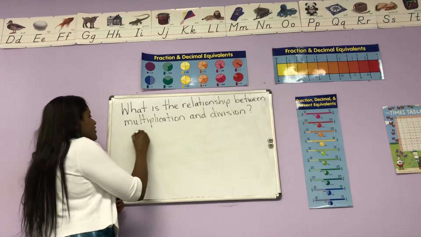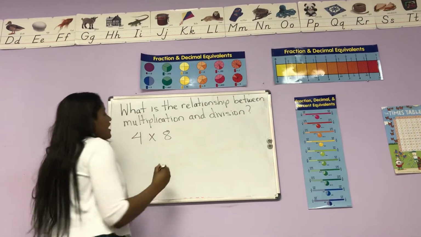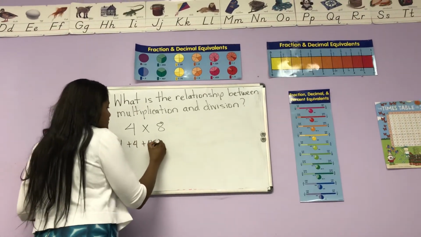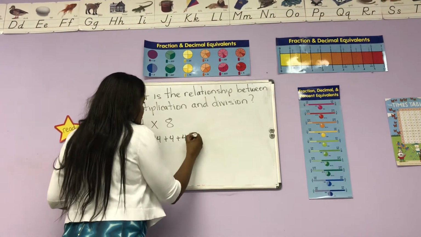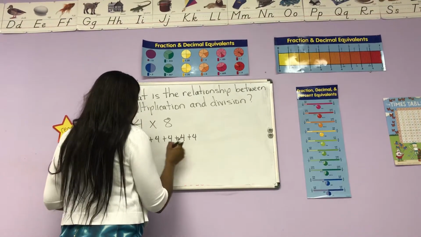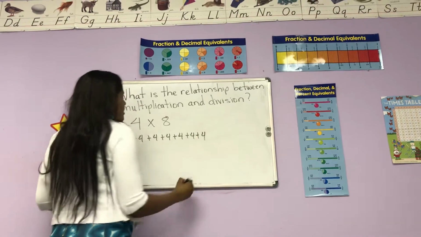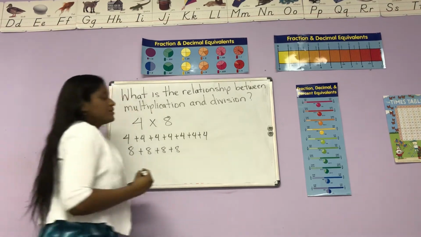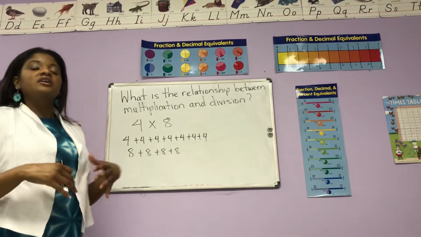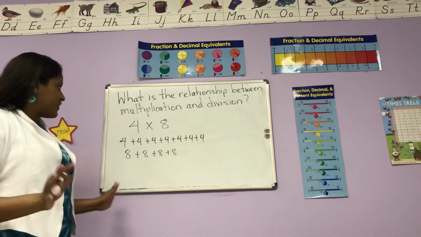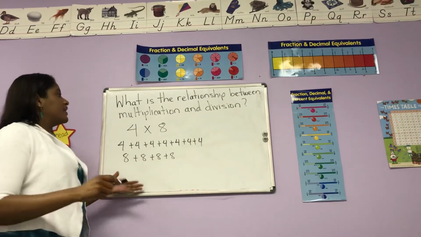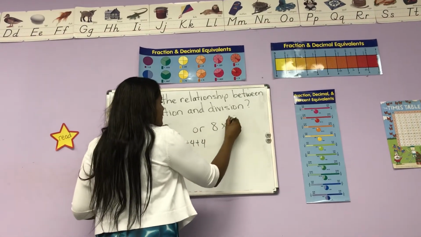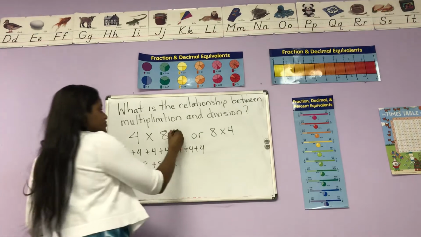So if we have 4 times 8 and we're trying to figure that out, we can do 4 plus 4 plus 4 plus 4 plus 4 plus 4, 1, 2, 3, 4, 5, 6, 7. Or we can also do 8 plus 8 plus 8 plus 8, because we've learned that multiplication is commutative, so either way would be fine. And we can add those up and solve that problem. So 4 times 8 or 8 times 4, that's the same answer, and we would get 32.